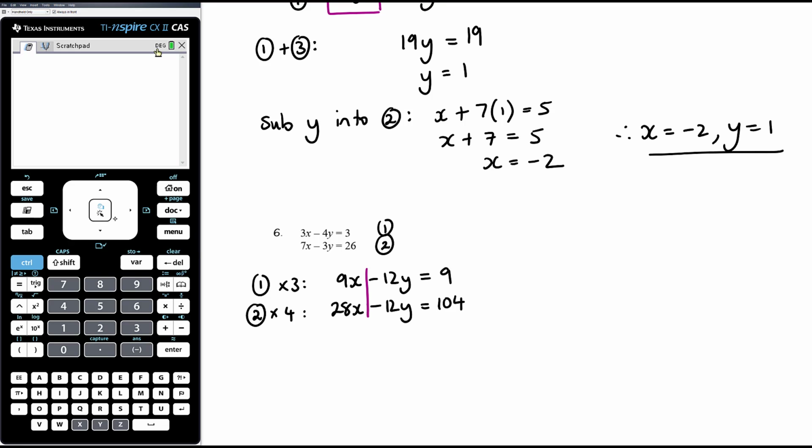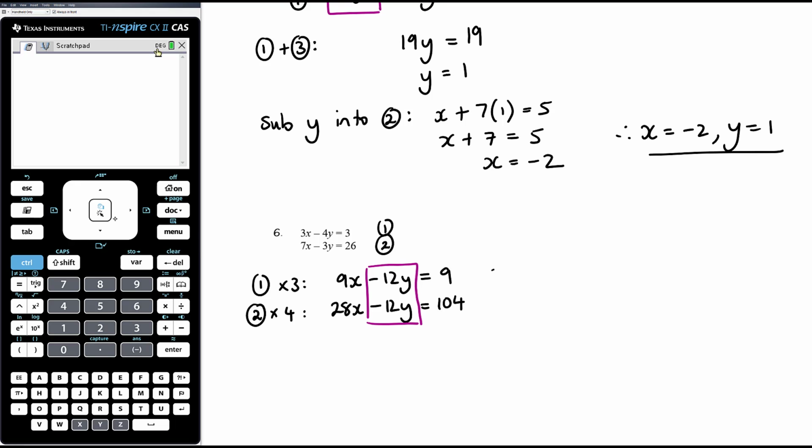Okay, now we are poised and ready to be able to eliminate. We have negative 12y in both equations. Our next decision is, do we add or subtract? So will adding make 0y or will subtracting make 0y? If we were to add negative 12 plus negative 12, that's negative 24, so it doesn't make 0, so we're going to need to subtract.